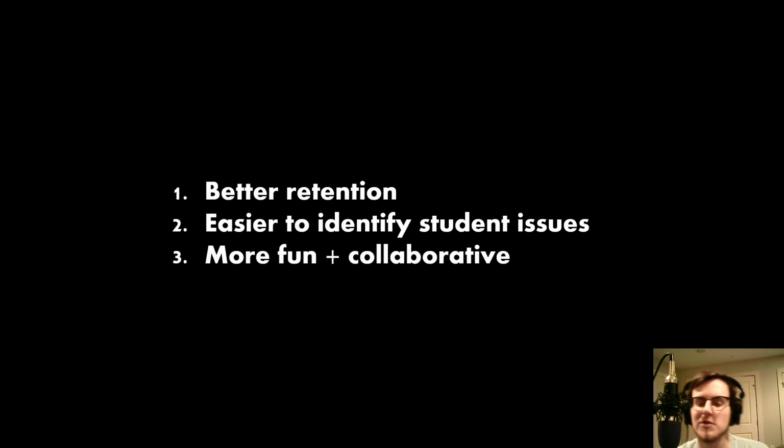This is how to use drum machines to teach note value and rhythm notation. If you do this well, hopefully your students will enjoy better retention of the information. It's easier to identify student issues.